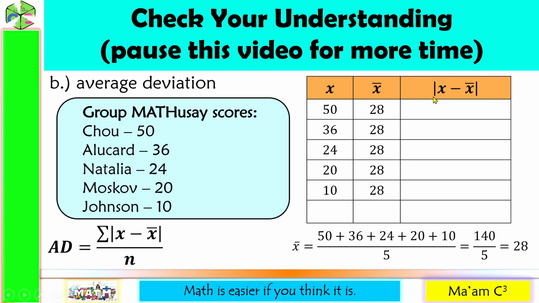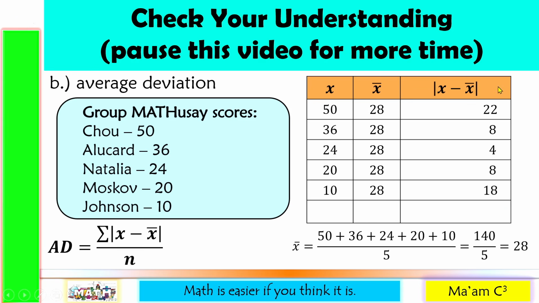For the absolute value of x minus x bar, first we have 50 minus 28, the absolute value of 22, which is also 22. Then we have 36 minus 28, absolute value of it is 8. 24 minus 28, negative 4, the absolute value of that is 4. 20 minus 28 is negative 8, the absolute value of that is positive 8. 10 minus 28 is negative 18. Absolute value of that is positive 18.